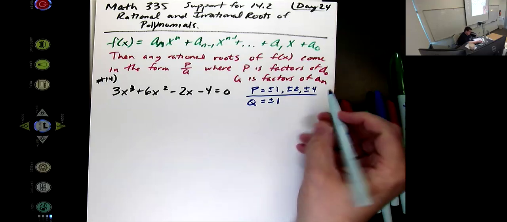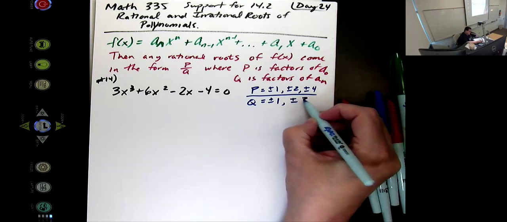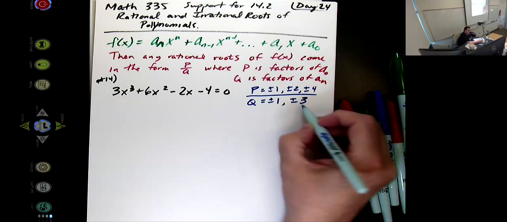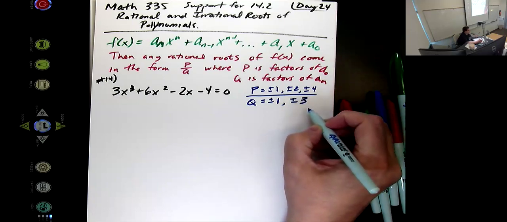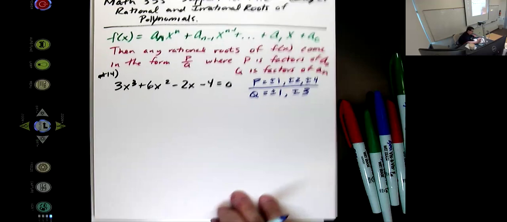And then what about q? Three. Three is a prime number. For any prime number, your only possible factors are the number and one. That's the definition of a prime. They have no other multiples that make them other than their number and one.